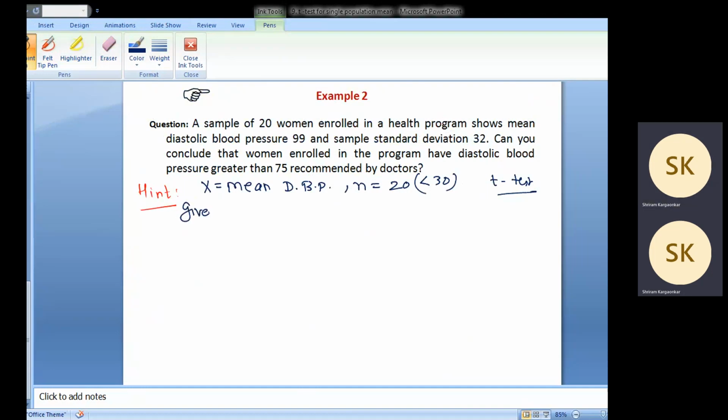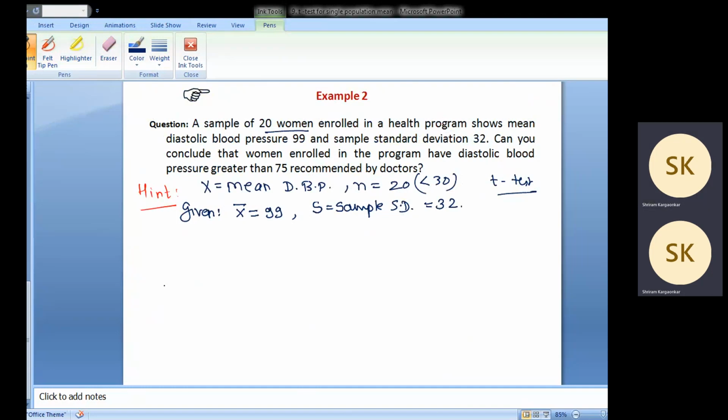And one more thing, what is given here? Sample size is given, then the mean diastolic blood pressure of 20 women. In the sample, 20 women are there. Then the mean is found to be 99 and the sample standard deviation. What is this capital S? Sample standard deviation. You have to remember. Sample standard deviation is given as 32.